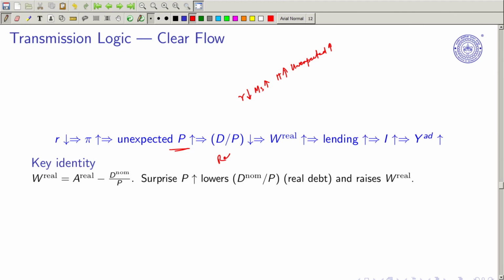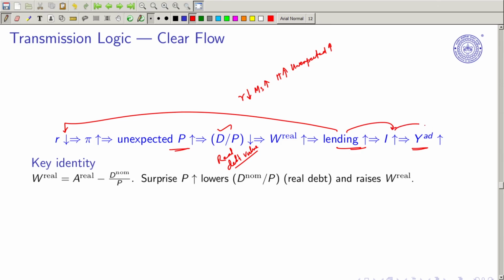So if you are a borrower you gain, if you are a lender you lose, right. So your real wealth goes up, lending goes up, as a result your investment goes up and your aggregate demand will shoot up, right. Now here the lending that you are seeing may not be because of this reason, because you hardly notice this. It will be directly linked with this, and this is again linked with this, and this linked with this. So this is the channel that we get here.